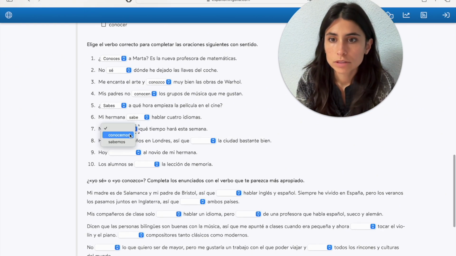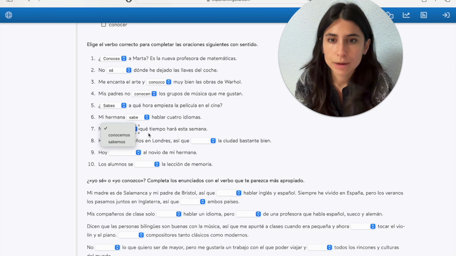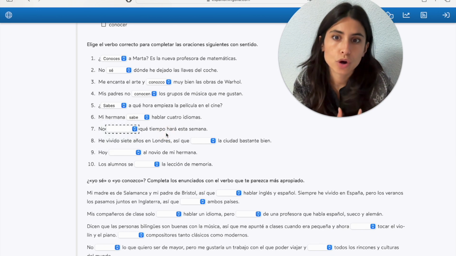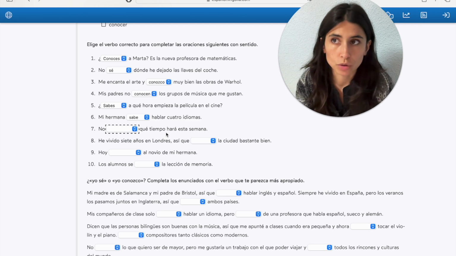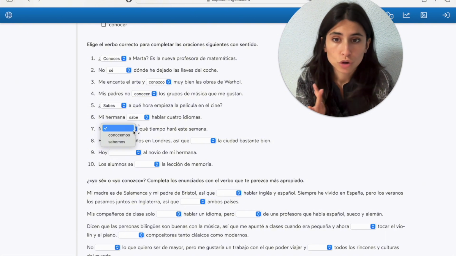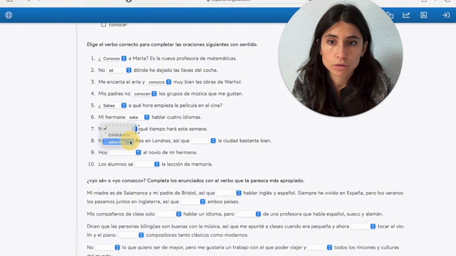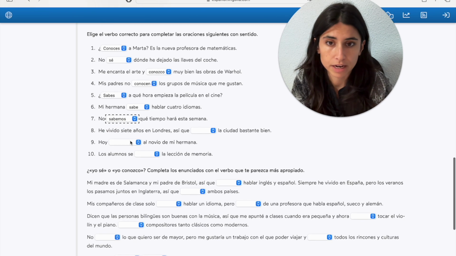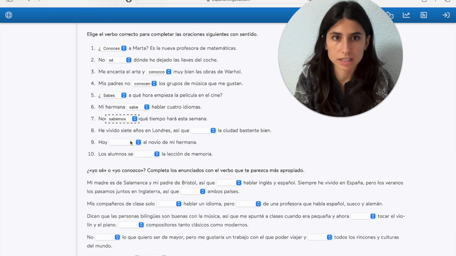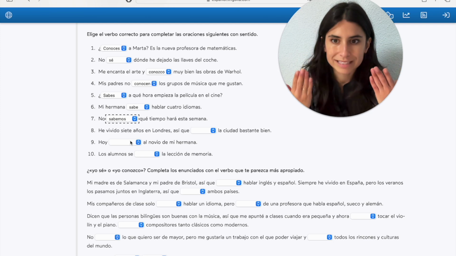No conocemos, sabemos qué tiempo hará esta semana. So we don't know what the weather will be. So this is also a fact, a concept. We don't know, we intellectually don't know. No sabemos qué tiempo hará esta semana. It's not something that we've seen or we've not seen. It's just something that we don't intellectually know.